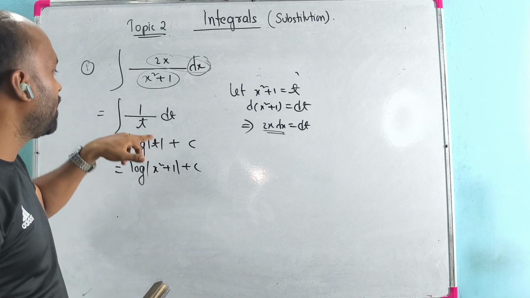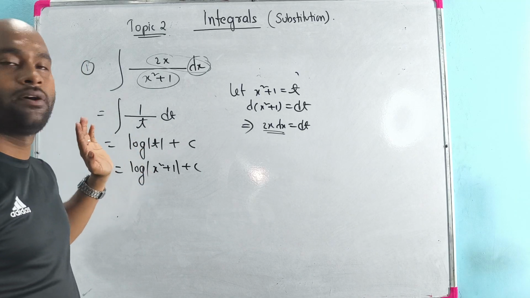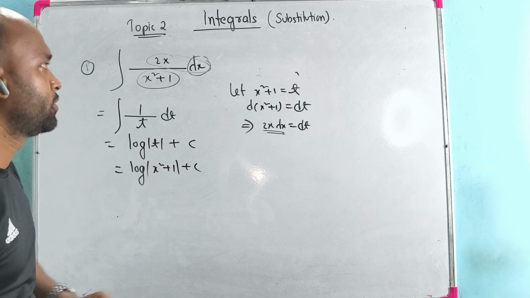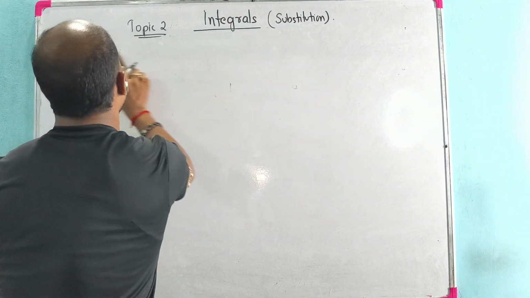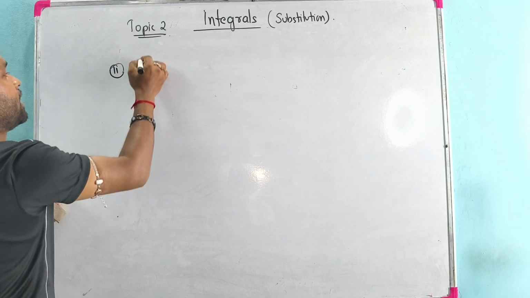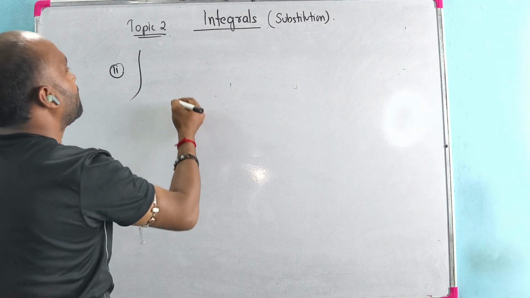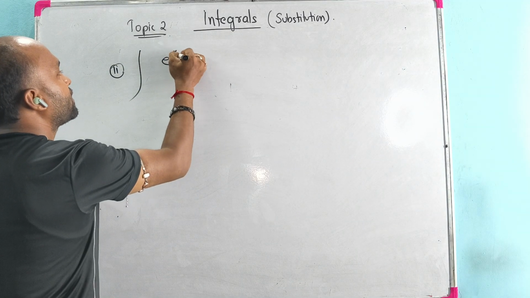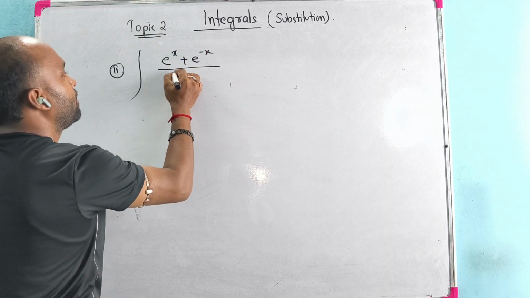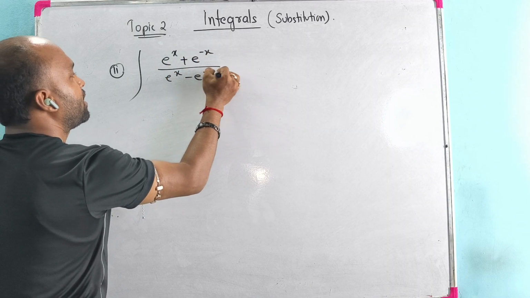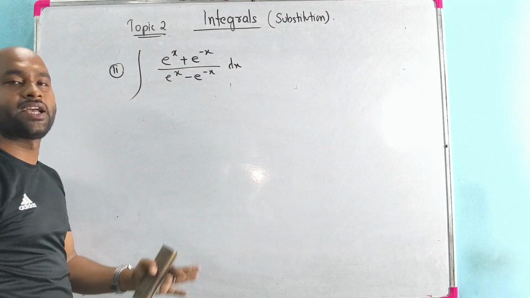Convert it into the formula so that you can apply this. And on to the first question. So let me start with the second one. Suppose the second one is (e^x + e^(-x)) / (e^x - e^(-x)) dx. This is the second question.